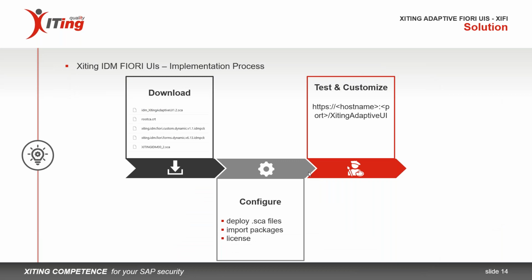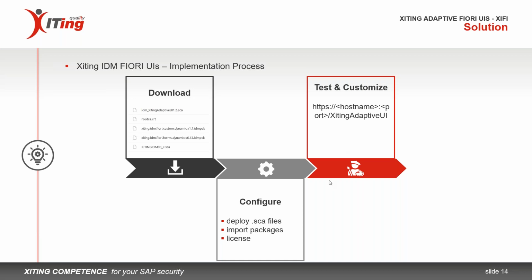Here's the implementation process of the Fiori user interfaces, which is pretty easy. You get two SCA files, two IDM packages, and your license certification. Then you have to deploy those two SCA files on the AS Java. You have to import the packages into your Eclipse and then just activate the license in the AS Java. And after that, you have the opportunity to call the Fiori UI via hostname/Xiting Adaptive UI. And if you're familiar with IDM, you know the URL for your IDM is hostname:/IDM.